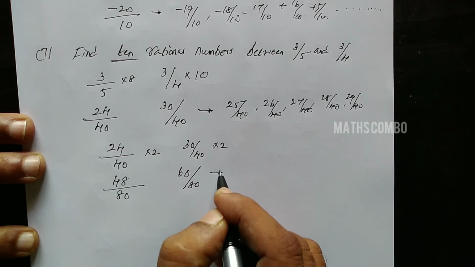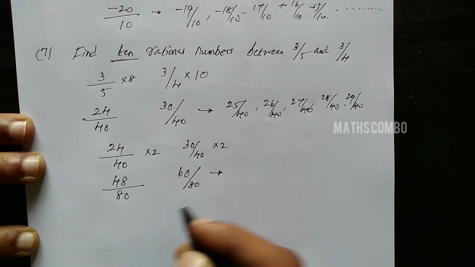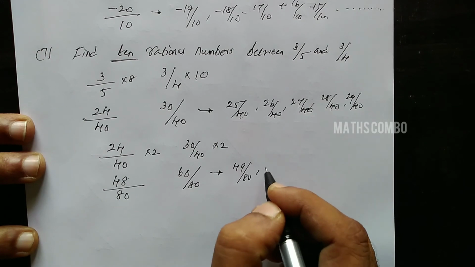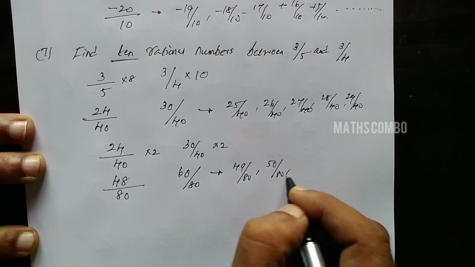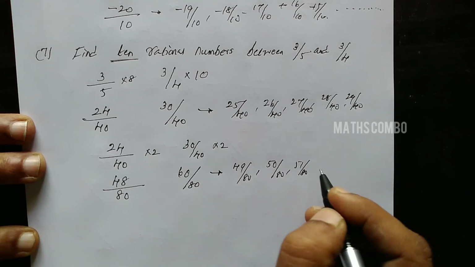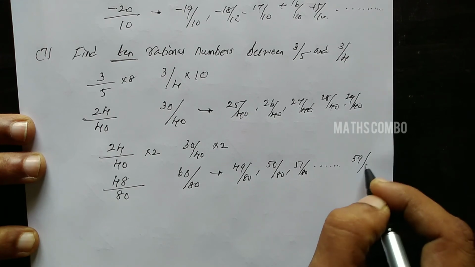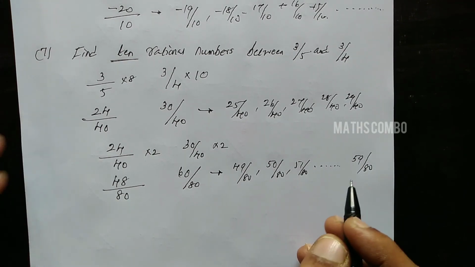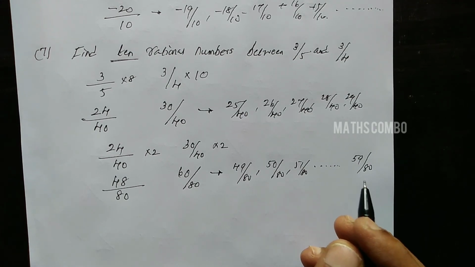Now we get more numbers. Okay, 48 by 80 and 60 by 80. Now we get the number 49 by 80. So in between these numbers, 50 by 80, 51 by 80, it will go like this up to 59 by 80. So it will be more than 10 numbers. So this is the way of doing these rational number questions. It's very easy actually. Okay.